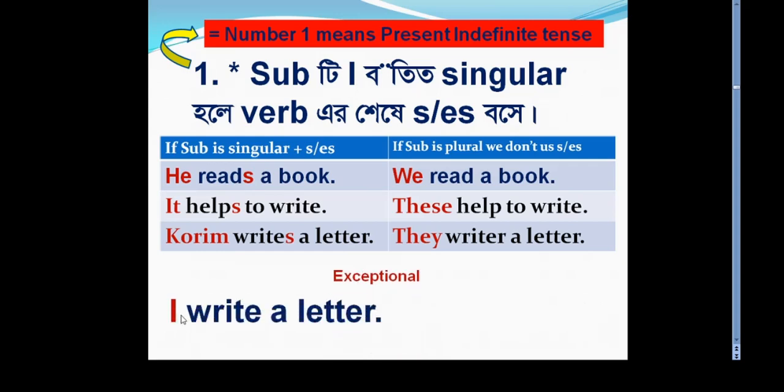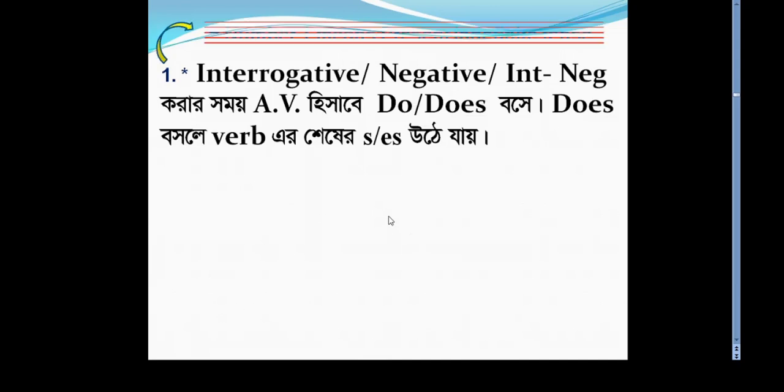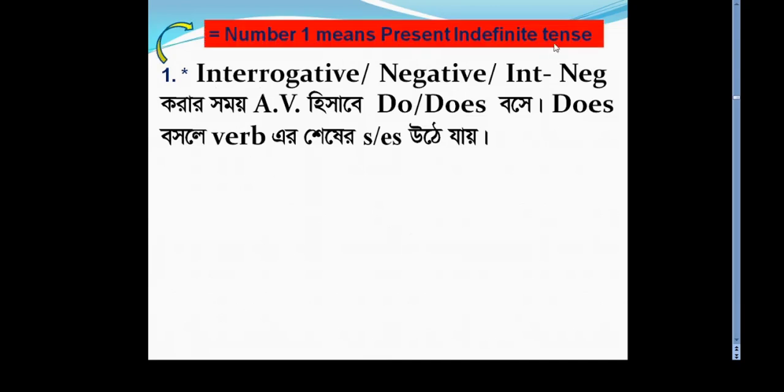For example, I write a letter. Here I is singular. Though we know subject is singular, we use s or es at the ending of verb, but I is exceptional. We don't use s or es when subject is I. Okay. Students, number one has another note. You know number one means present indefinite tense.